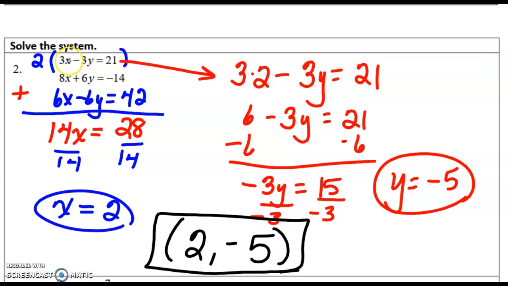3 times 2 is 6. Minus 3 times a negative 5 would become positive 15. 6 plus 15 is 21. 8 times 2 is 16. And then plus 6 times negative 5 is negative 30. 16 plus negative 30 is negative 14. So I know it works.